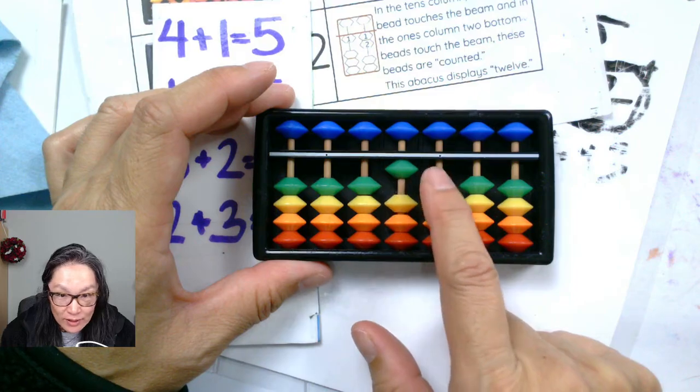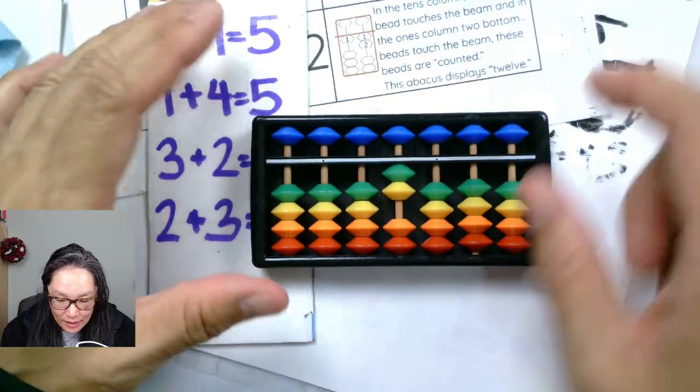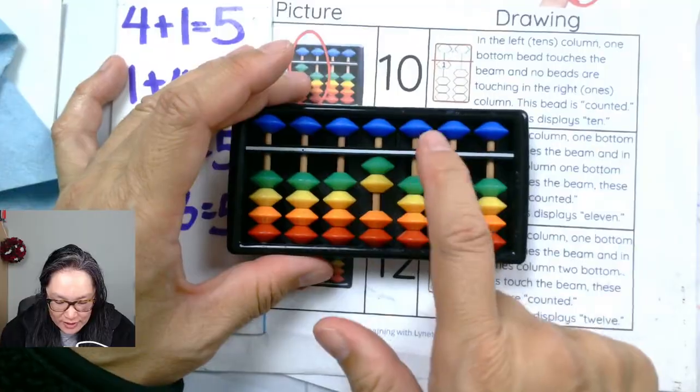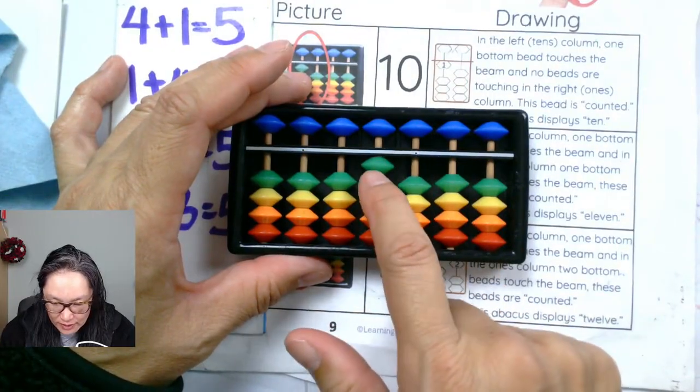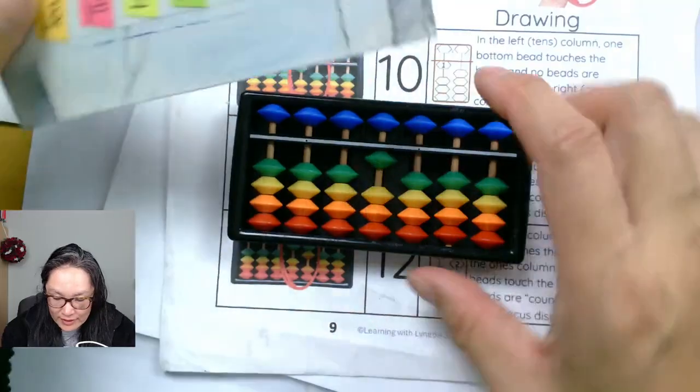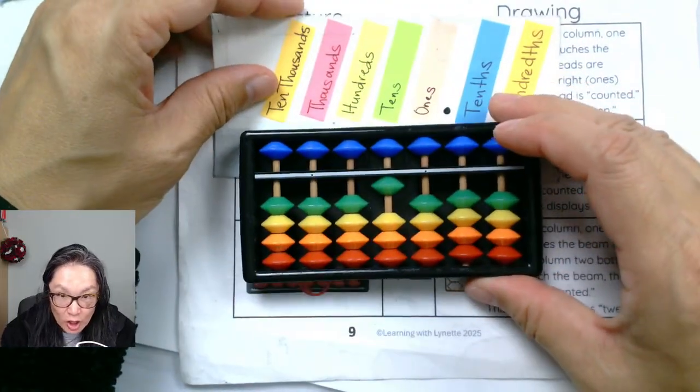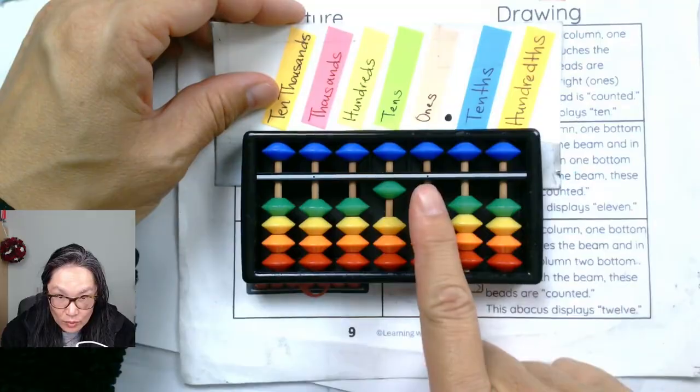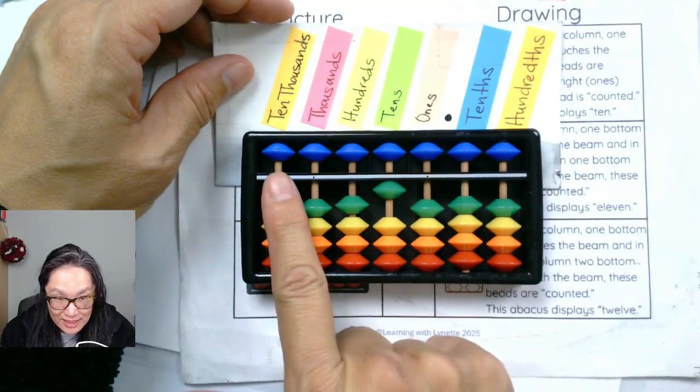So this is 10. Katie, this is 10. How do I know this is 10? If you look, this is 0 and 1. Every column is a place value: ones, tens, hundreds, thousands, 10,000.